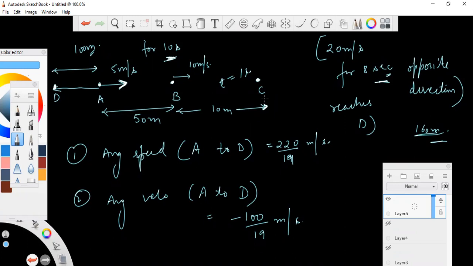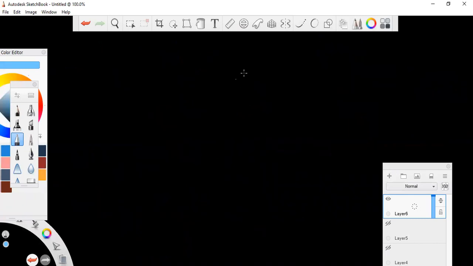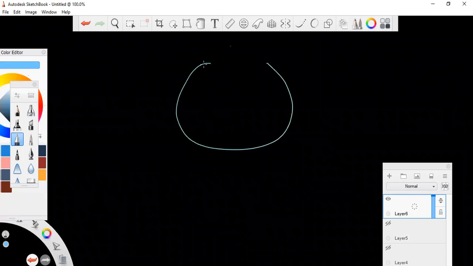Very little are lost. Okay, try this question. You have this object which is moving in a circular path. This radius is r. R value is given as 10 meters.